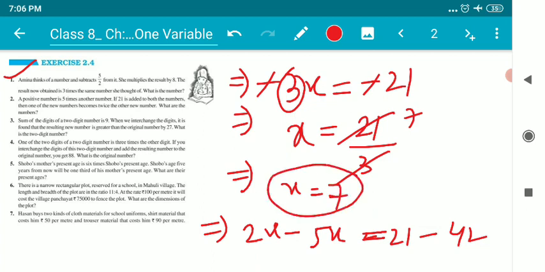So what was that number, children, in the question, which was a hidden number? The hidden number was 7. This is how we have to bring our answer, we have to get our answer.